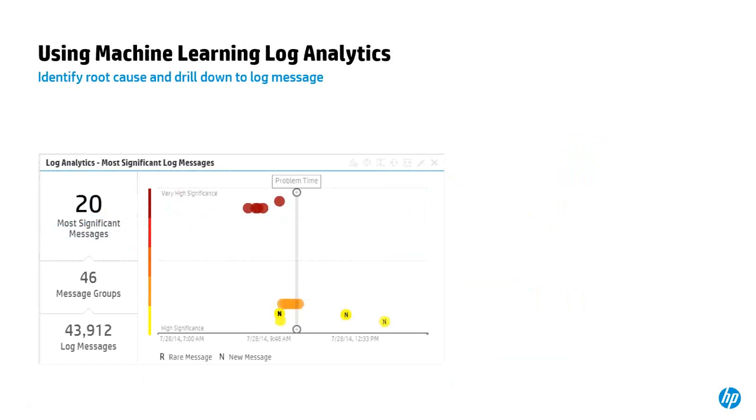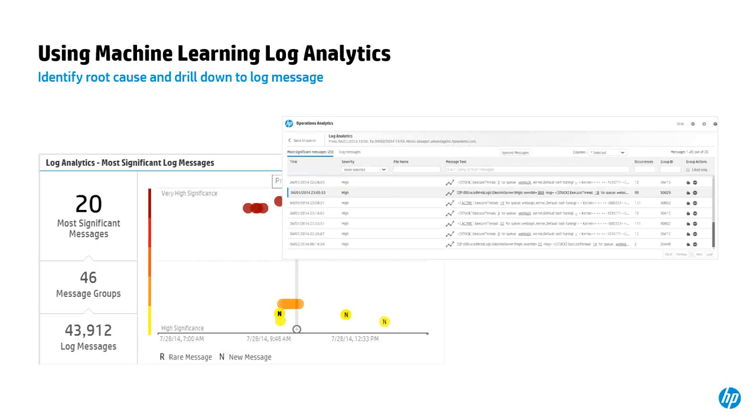So this is a screenshot of a log analytics message that they were using. When they upload the data into operations analytics, they configured it so that it shows them a screen which will automatically serve up the most significant of all the log messages that they uploaded, for them to examine. And then they can click on those buttons to drill down to exactly the log message to take action on.